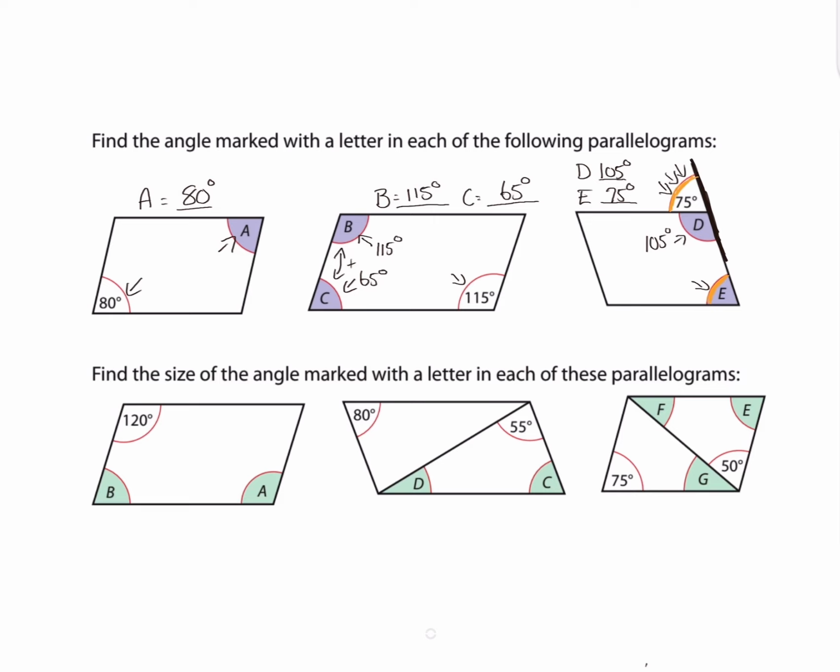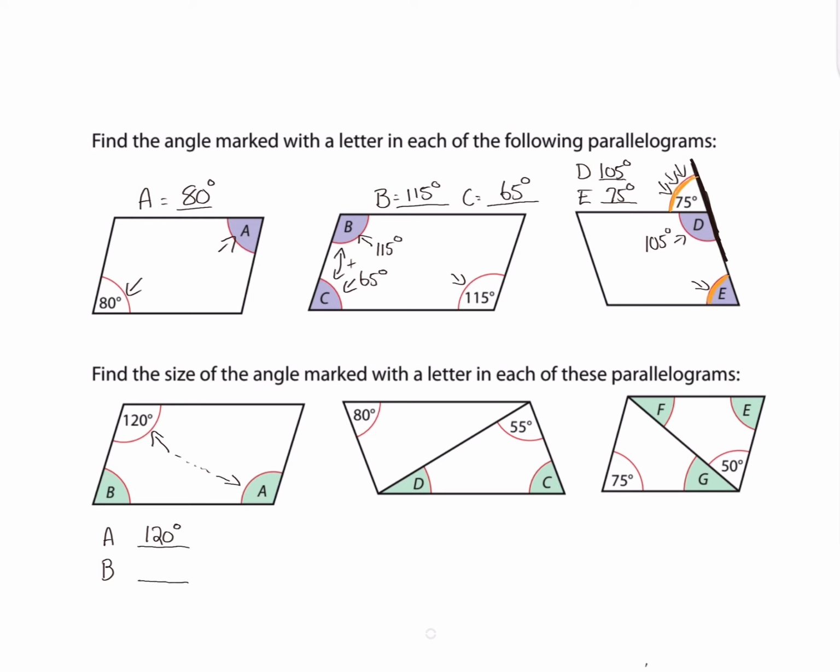Okay, now we have to figure out over here what A is and what B is. Well, A is opposite 120, isn't it? And opposite angles are equal. So A must be 120 degrees.